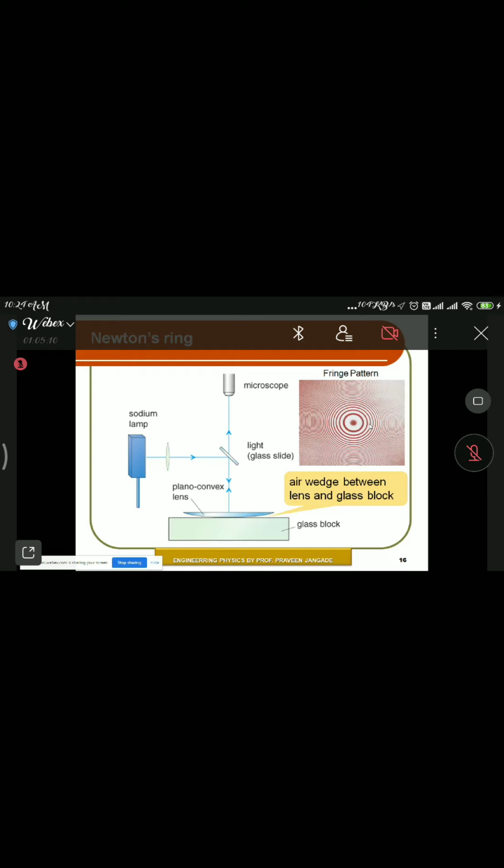Then third, these fringes we can see with the naked eye on the top surface of the plano-convex lens. This entire pattern we can observe with the help of the naked eye. Therefore it is called fringes localized. Fringes are localized, meaning they can be seen with the naked eye. Got it? So these are the main important points of Newton's ring, and then why it is circular. That is the fourth point. So why is it circular?